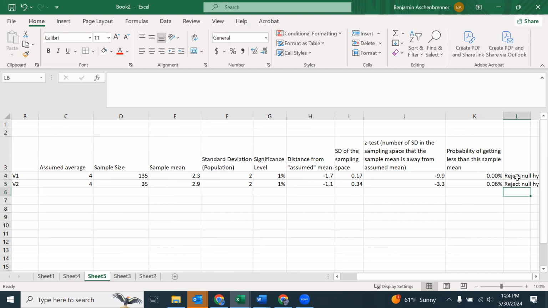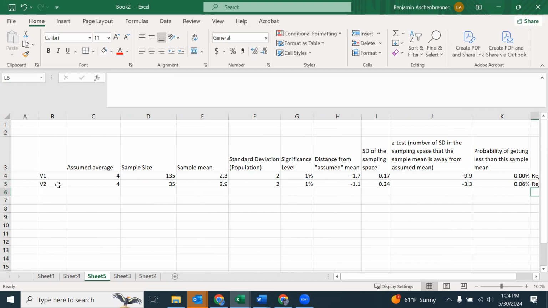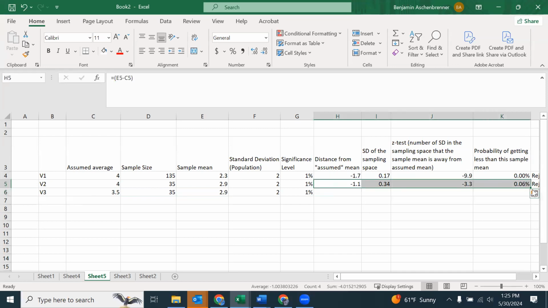And I would do the same thing here. Okay, the next time I said, wait a minute, what if I changed it to 3.5 with a sample size of 35, 2.9, standard deviation of 2, significance level staying at 1%. And now let's run it out and see what happens.